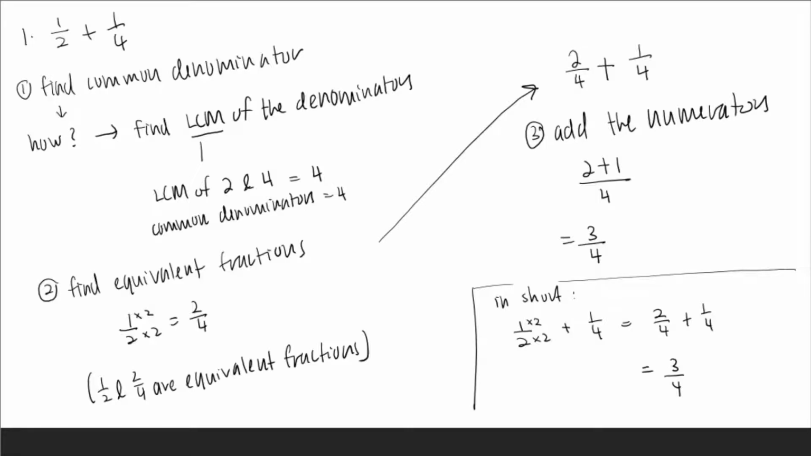Second, you find the equivalent fractions. So 1/2 and 2/4 are equivalent fractions. You multiply the numerator and denominator of 1/2 by 2, then you get 2/4. Then lastly, you add the numerators, 2 plus 1 over 4, giving you 3/4. So in short, 1/2 times 2 over 2 plus 1/4 gives you 2/4 plus 1/4 and gives you the answer 3/4.